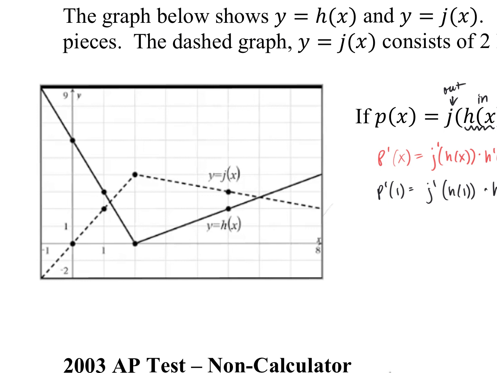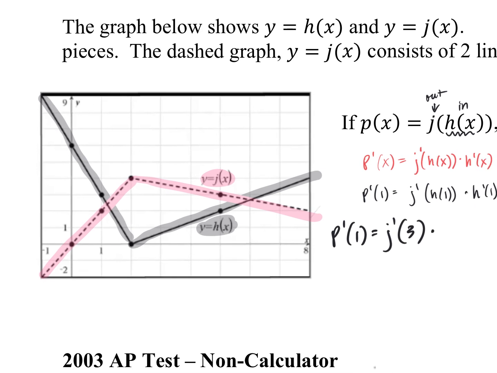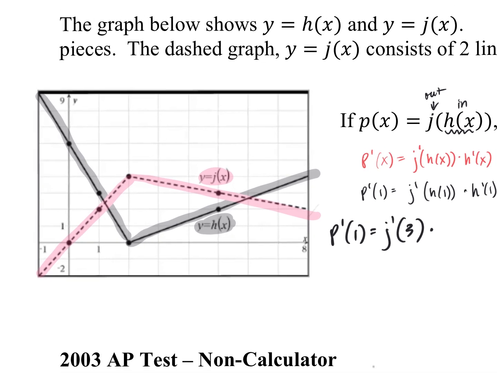They're saying H is this line, and I'll highlight that, and then J is this line. We need H of 1. 3. You agree H of 1 is 3, so I got J prime of 3, and then we need H prime of 1. H prime, when x is 1, is my slope here. What are we rising and running? Awesome, Care Bear. -3.